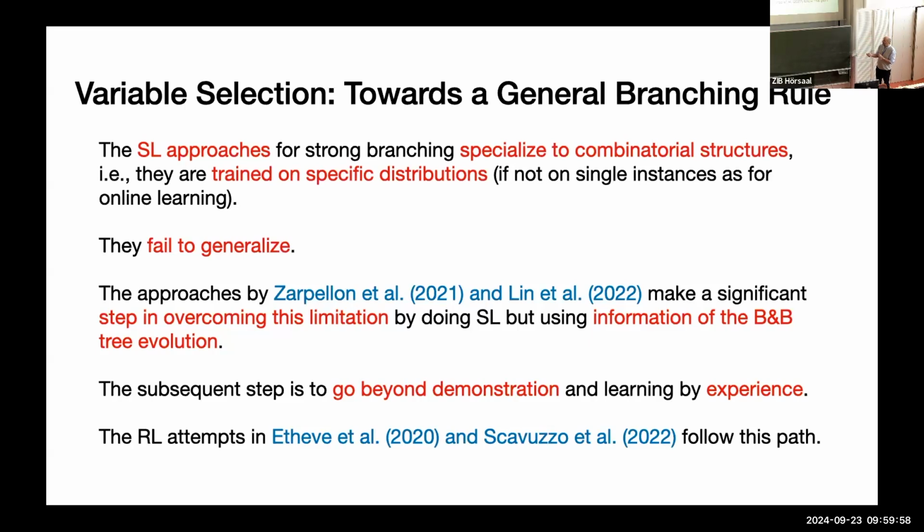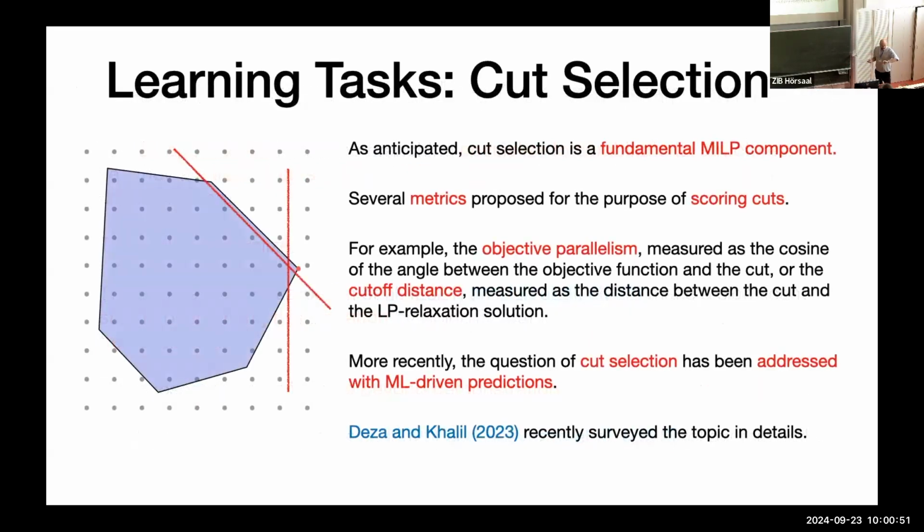The subsequent step would be to go beyond the demonstration, because Giulia's paper and Lynn's paper are still working in the context of imitation learning. Going beyond the demonstration and learning by experience would be done in a reinforcement learning type of framework, which has been attempted. There are at least two papers, by Etev and co-authors and Scavuzzo and co-authors, following this path. We are very much at the beginning, scratching the surface of this type of approach. The difficulty in reinforcement learning is having a huge solution space to work with and a very weak signal in terms of the reward representation.